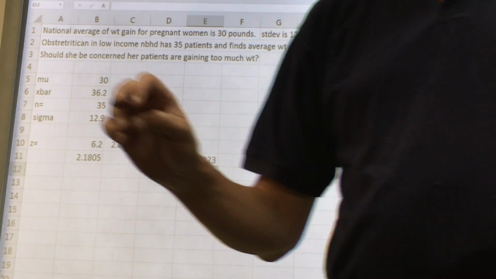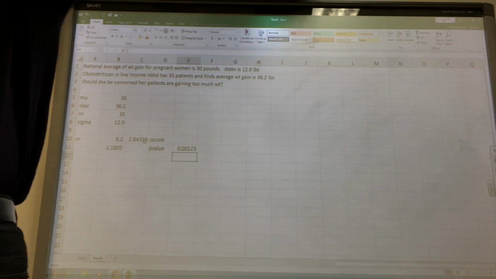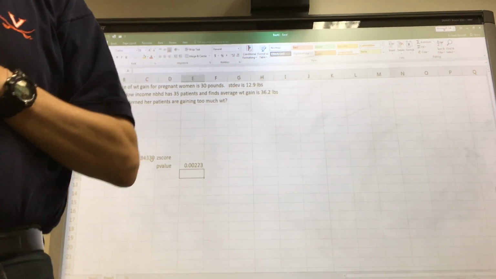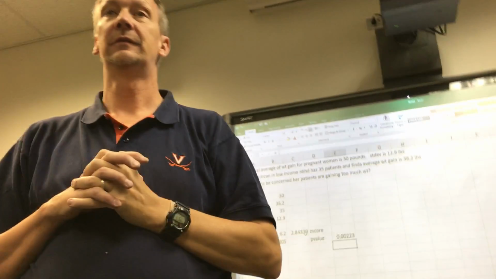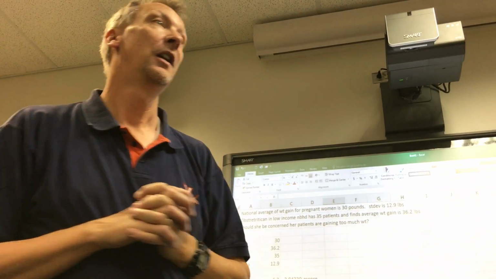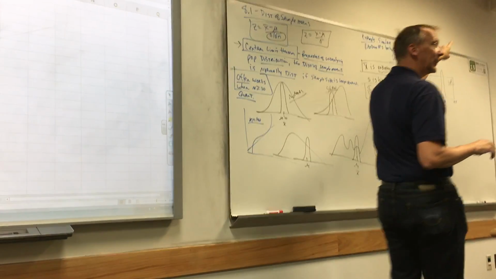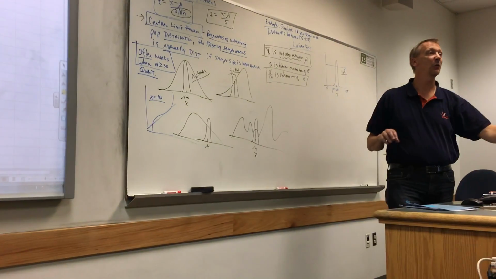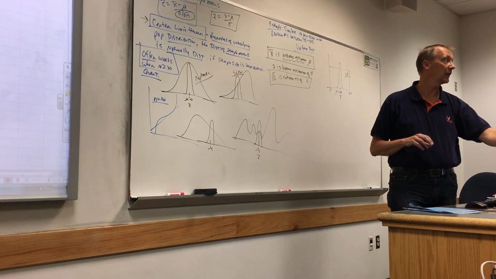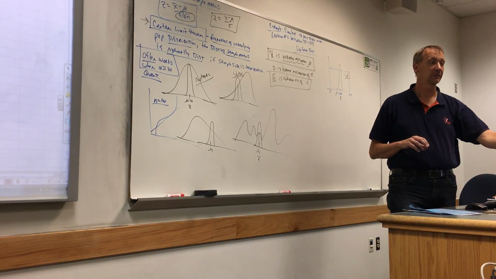So this kind of goes back with Marissa's homework question today. Would that be considered unusual? Yes. Her patients are gaining too much weight. They're going to have to stop eating at McDonald's or something like that. They're gaining too much weight for some reason. So yes, she should be concerned.